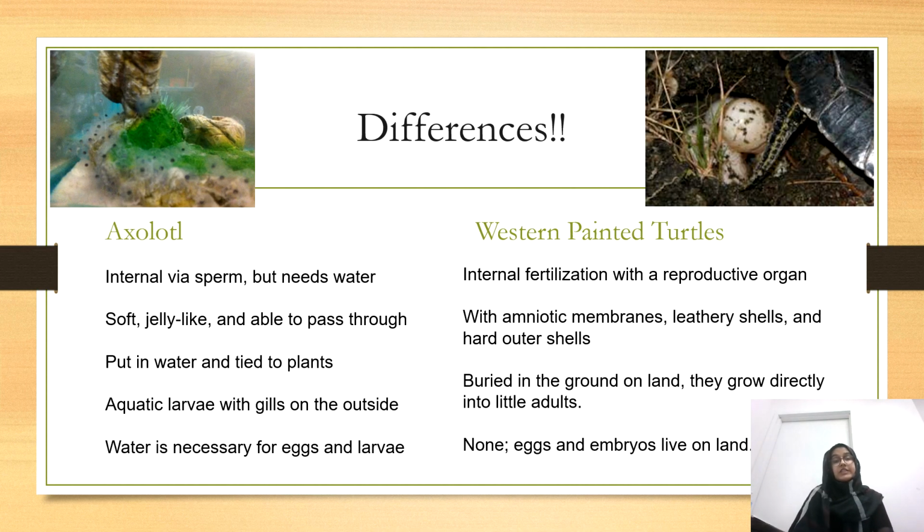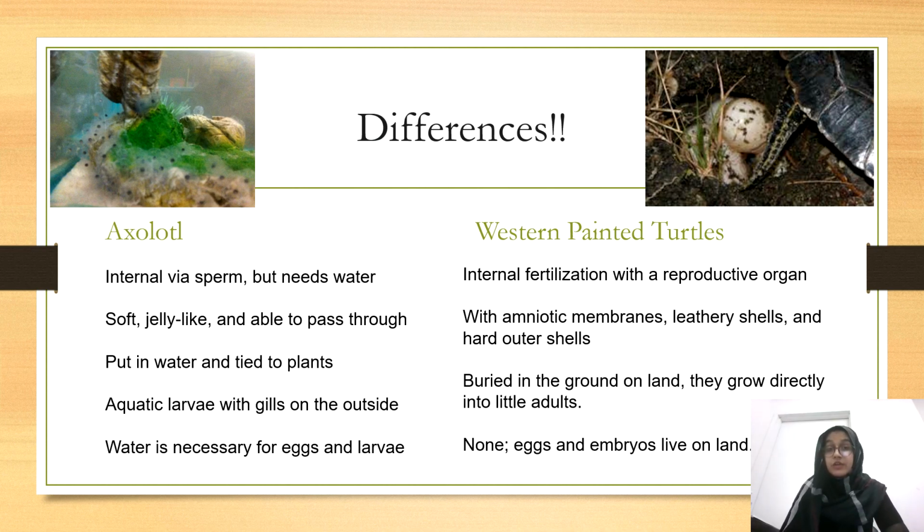Now I'm gonna discuss the difference between axolotl eggs and Western painted turtle eggs. So on my left, you can see the axolotl eggs. They are very jelly-like. They're very easily pressed through. They are put in water and tied to plants. They have aquatic larvae with gills on the outside. And water is necessary for eggs and larvae.